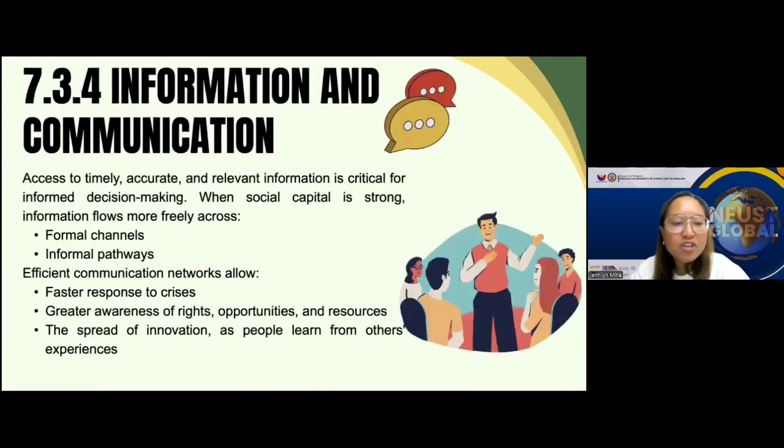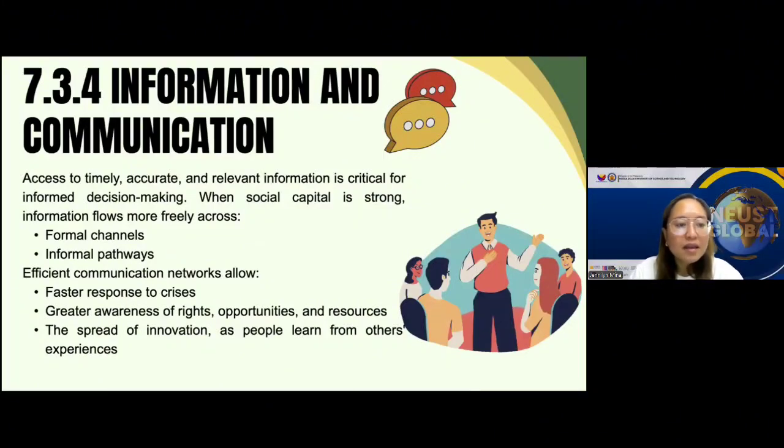What about information and communication? Information and communication are very important parts of social capital. When people in a community are well connected and trust each other, information flows quickly and effectively, helping everyone make better decisions and take action together. Social capital makes it easier to share knowledge, news, and ideas, whether through formal or informal means.